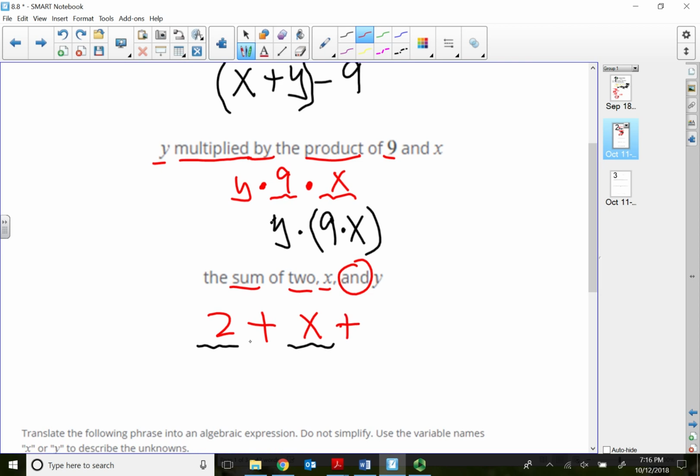All right, it's a sum of 2x and y, okay? It's a sum of 2x and y. So this problem is 2x plus y together, okay?